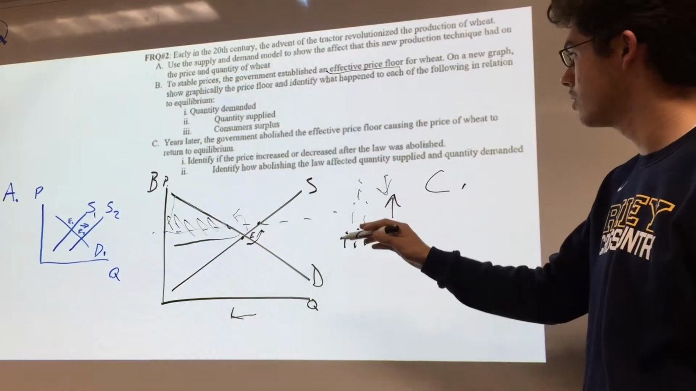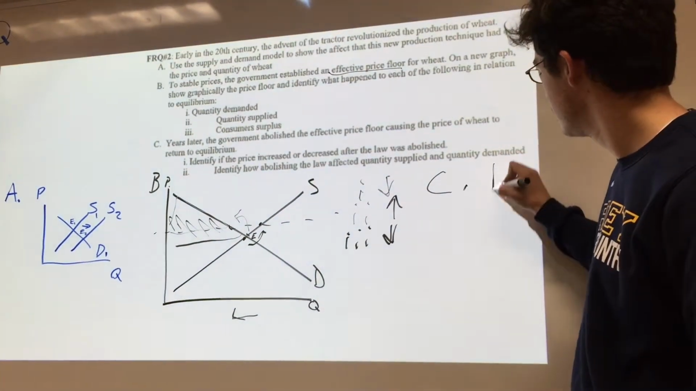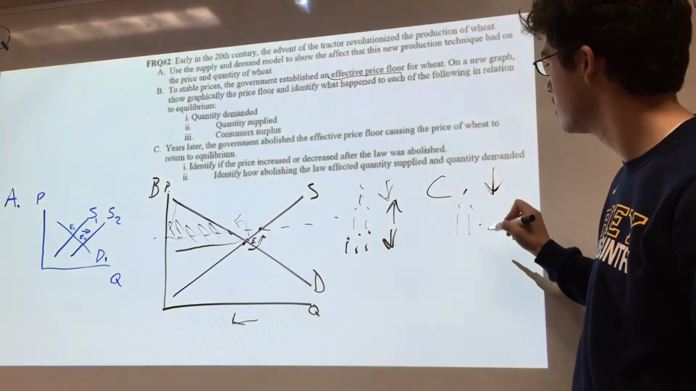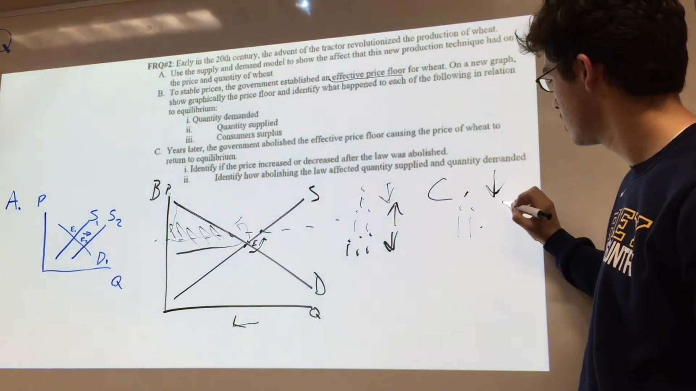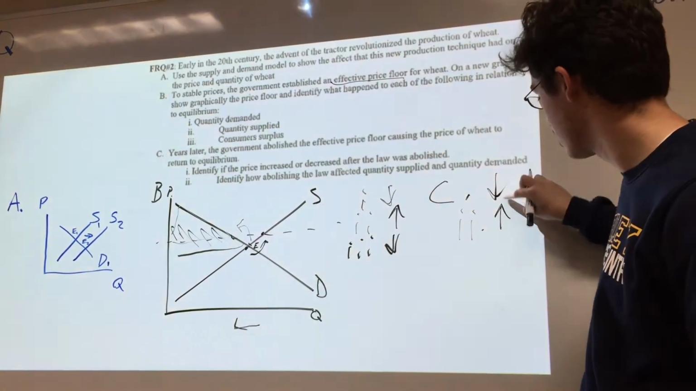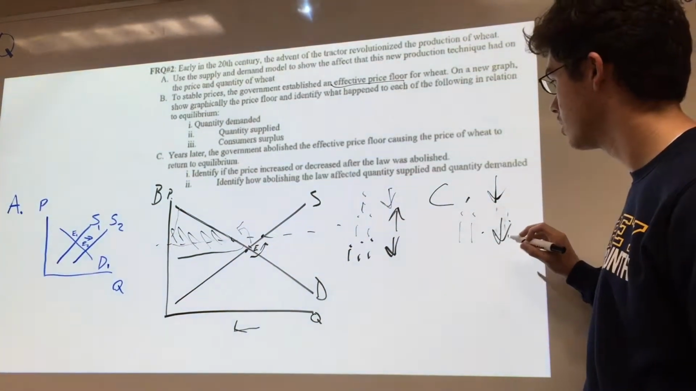Okay, so when they removed the price floor, it went back to here. So the price decreased. And then for the quantity supplied, it went up. Went down, sorry. And the quantity demanded went up.